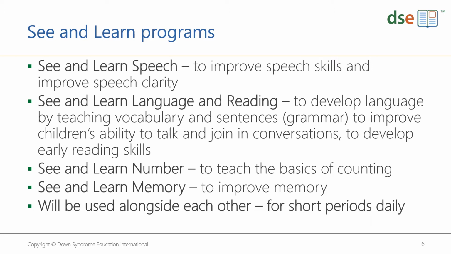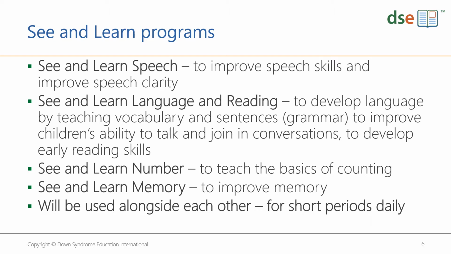So the See and Learn Speech program is designed to improve speech skills and speech clarity. That's the clarity with which children can actually say words and sentences. It's improving their accuracy of production. The See and Learn Language and Reading program develops language by teaching vocabulary from very first words through to joining words together in sentences and learning the grammar, and then to improving children's ability to talk and join in conversations. It also includes activities to develop early reading skills for preschoolers.